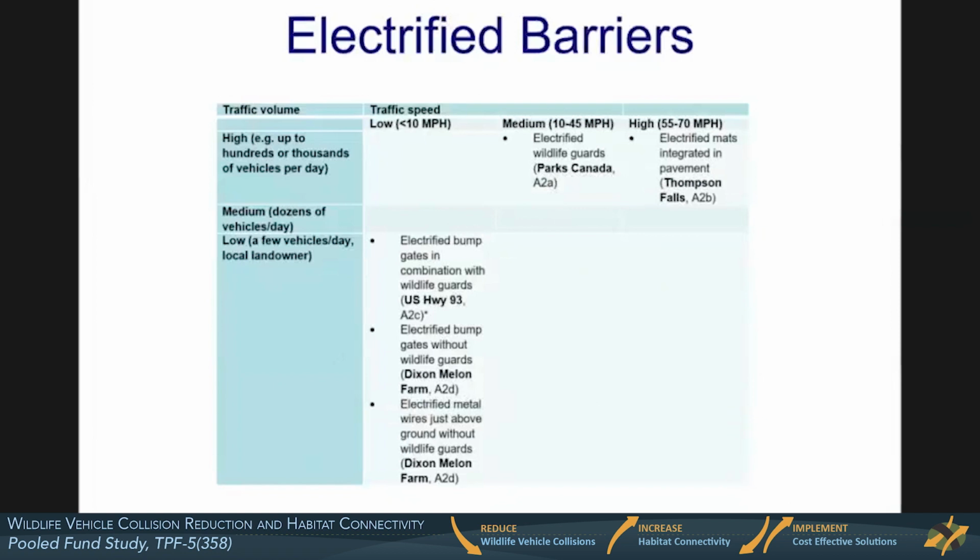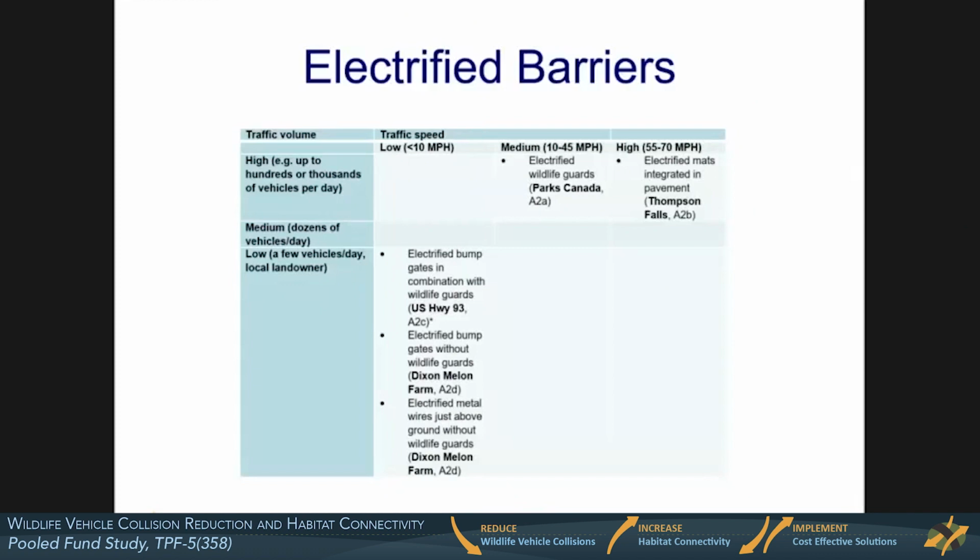This table on the horizontal axis has traffic speed, starting on the left-hand side from low to medium to high on the right-hand side. And on the vertical axis, we have the traffic volume. And in the different cells that are populated, we basically have different study sites with different types of electrified barriers to help species with paws and help keep them from entering the fenced right-of-way. So in bold font in this table, there's study locations, and I'll go through the status of the study at the different study locations.